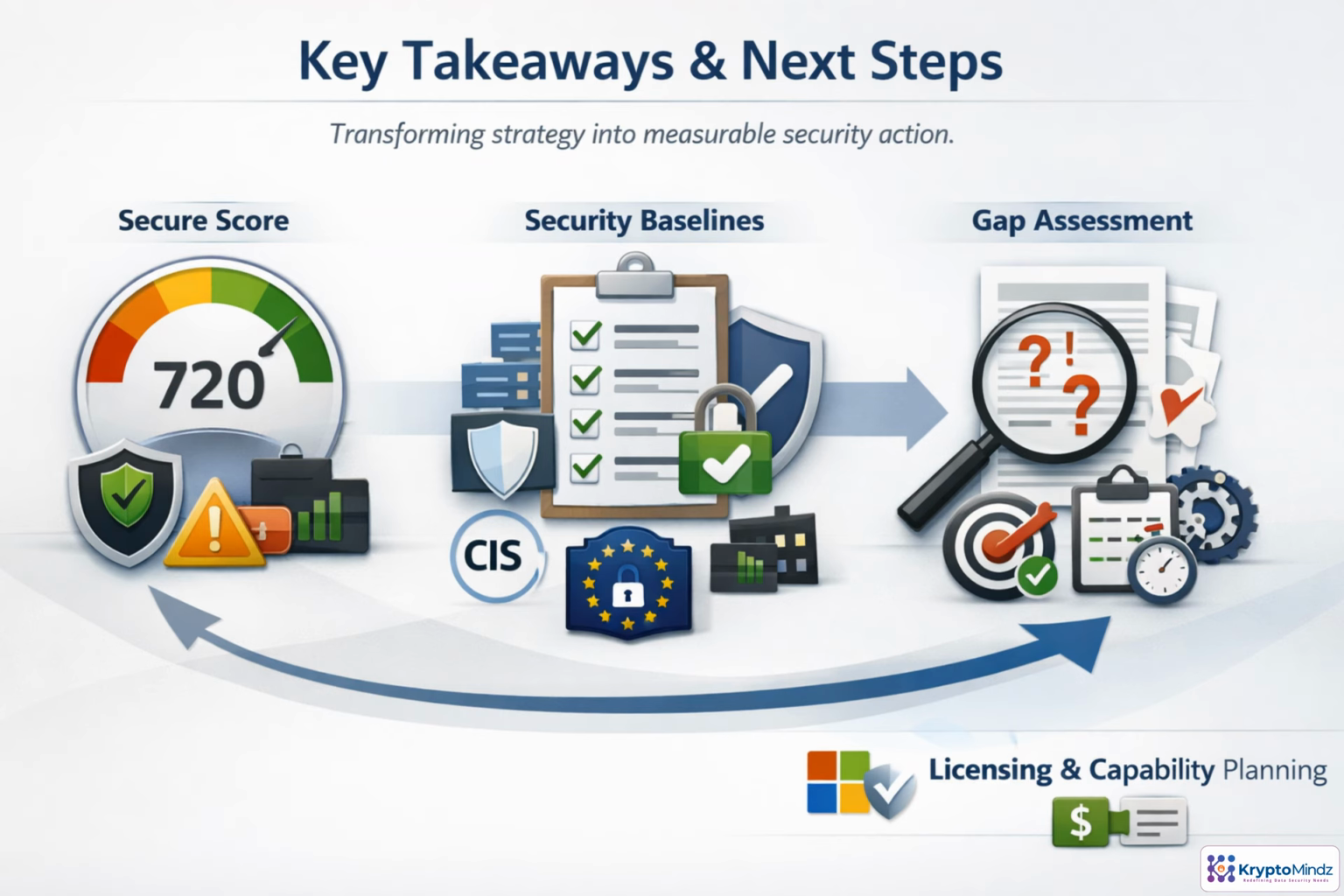The main lesson is that Microsoft 365 hardening becomes practical when it is measurable. Secure Score helps prioritize, but it is not the whole risk picture. Baselines should reflect Microsoft guidance, CIS, compliance needs, and internal standards. Gap assessments should produce evidence, owners, timelines, and validation. Next, we'll connect those plans to licensing and the capabilities available in the tenant.